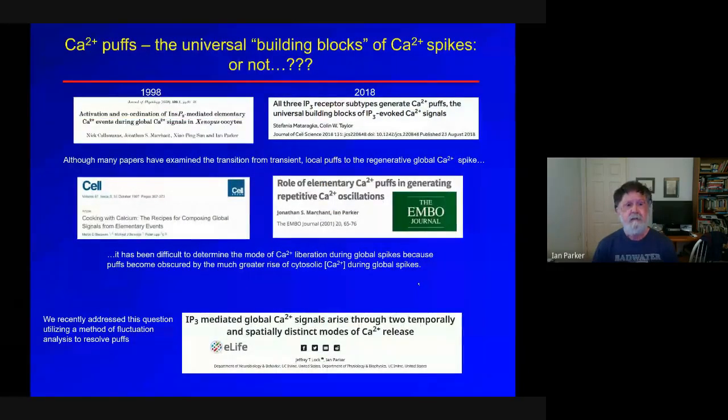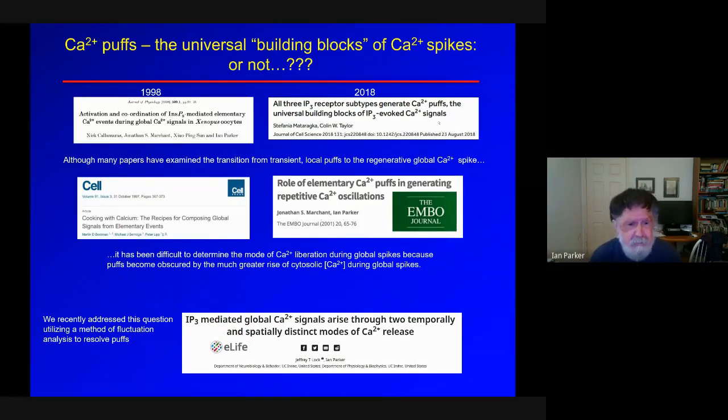So on that idea, we're thinking that calcium puffs are the universal building block of a global calcium signal. The global signal is the concerted activation of many puff sites. So we had originally proposed that idea now more than 20 years ago, and it's become well accepted. As one example, a recent paper from Colin Taylor's lab, in the title, they say puffs, the universal building blocks of IP3-evoked signals.